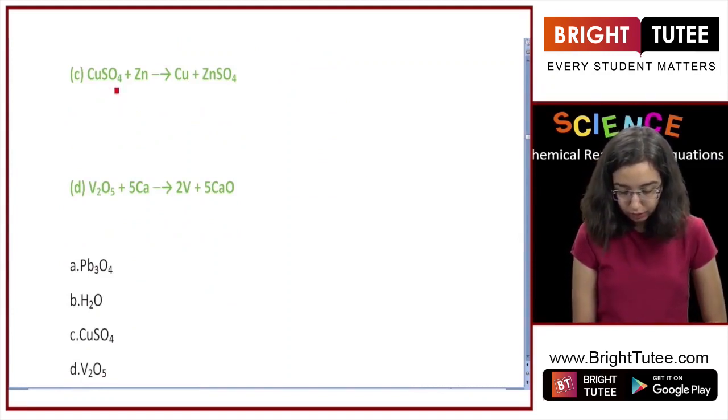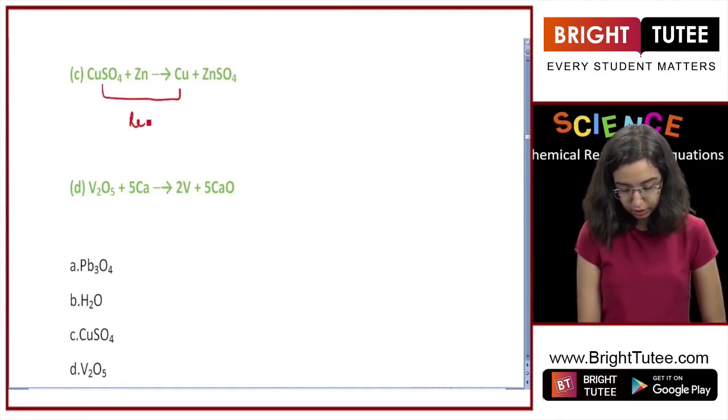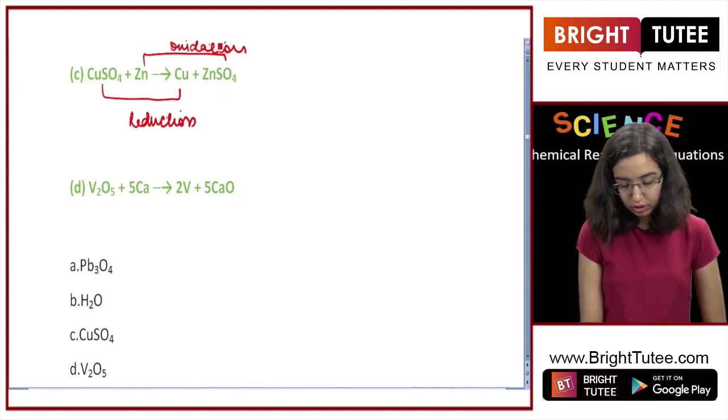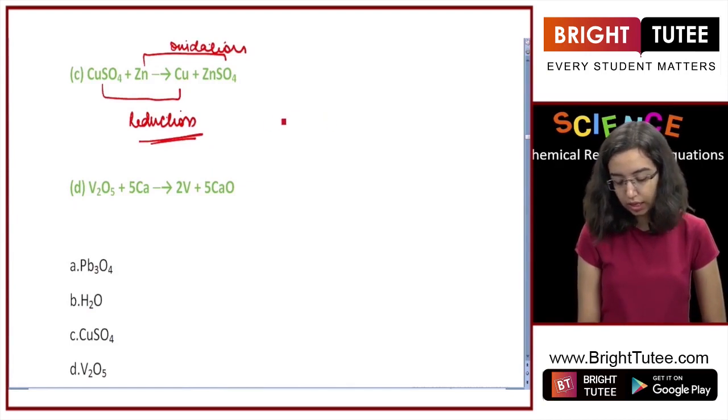Now here we have copper sulfate and zinc. You see it had oxygen, but now it does not. So this process is reduction. It didn't have oxygen and now it does. So this is oxidation. The substance which gets reduced is our oxidizing agent.